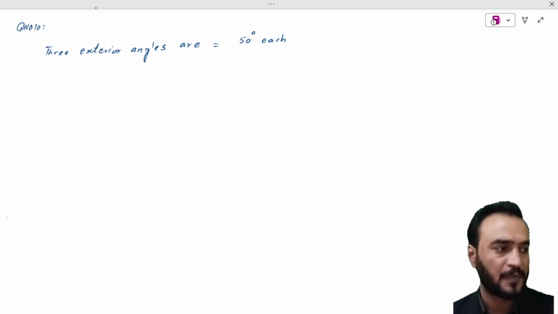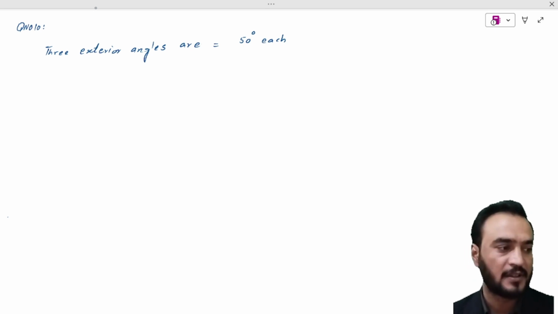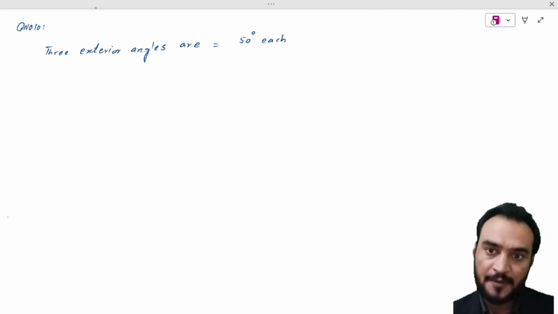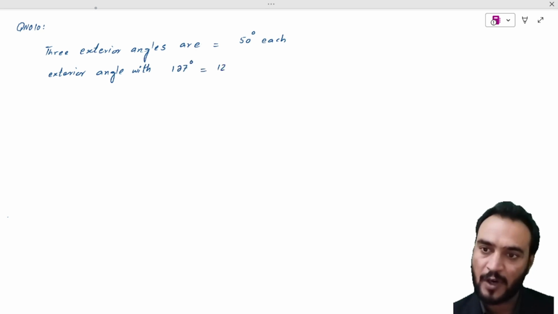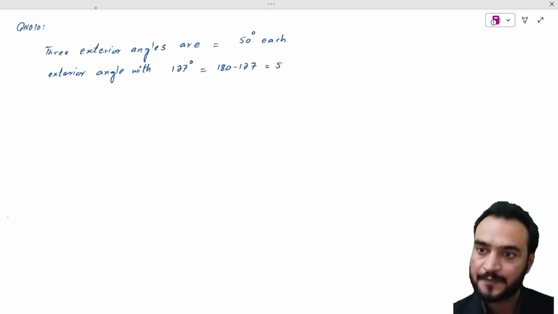Now we find the exterior angle whose interior angle is given, that is 127 degrees. The exterior angle with 127 degrees is equal to 180 minus 127. Subtracting 127 from 180, we get the exterior angle, that is 53 degrees.